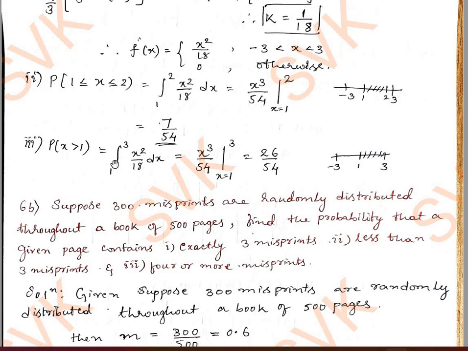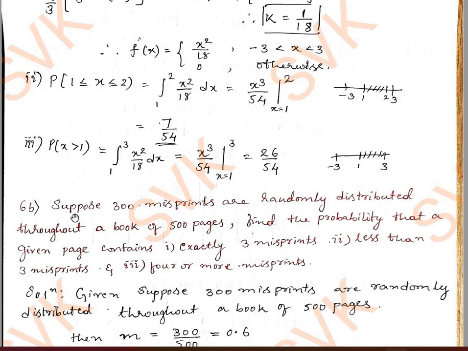Now considering probability of x greater than 1, as they have asked probability of x greater than 1, you should consider the integral from 1 to 3. Integrating this, I am going to get 26 by 54.